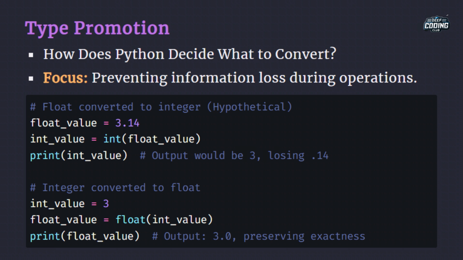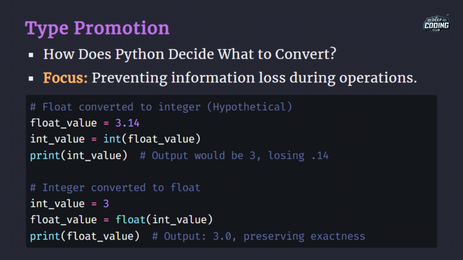But now let us try another statement. Int value is equal to 3 and I convert it to a float using the float function, and if I print this float value, then my output is 3.0. We didn't lose anything. Since floats represent higher precision than integers, that's why integers are promoted to floats.